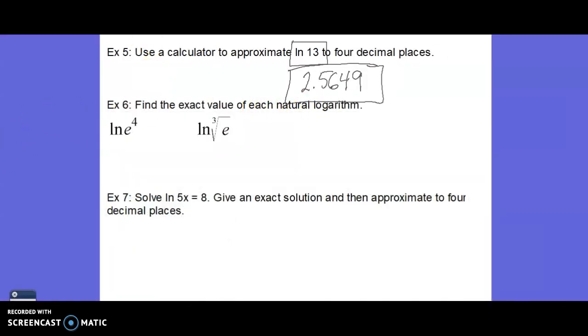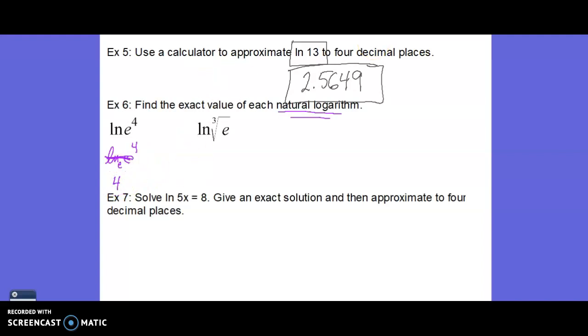Now we can also get the exact value of these. And I've kind of given you a few of these answers because I've already mentioned that if the bases are the same, it's an implied base of e. This is kind of written wrong, but I'm going to leave it this way. Natural log and e cancel each other out, and whatever the power is, that's your answer. So this answer is 4.